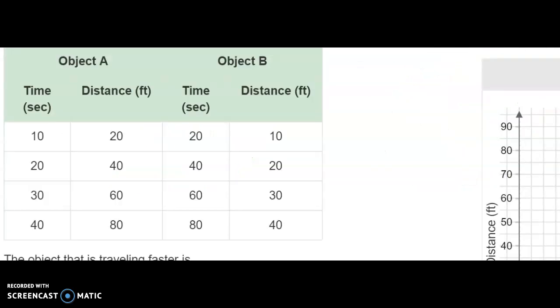When you first look at this, I look at it and I go, how do I know? Well, this time right here is 10 seconds. Look here, they don't start at 10 over here, they started at 20.